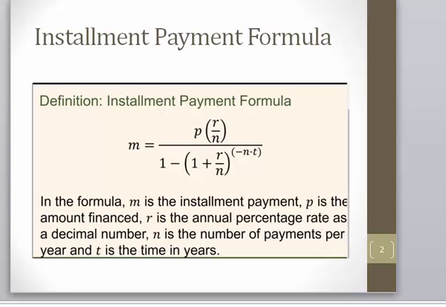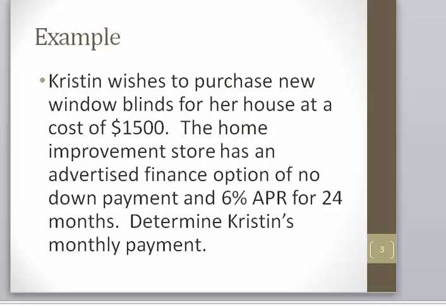So let's look at an example. Kristen wishes to purchase new window blinds for her house at a cost of $1,500. The home improvement store has an advertised finance option of no down payment and 6% APR for 24 months. Determine Kristen's monthly payment.